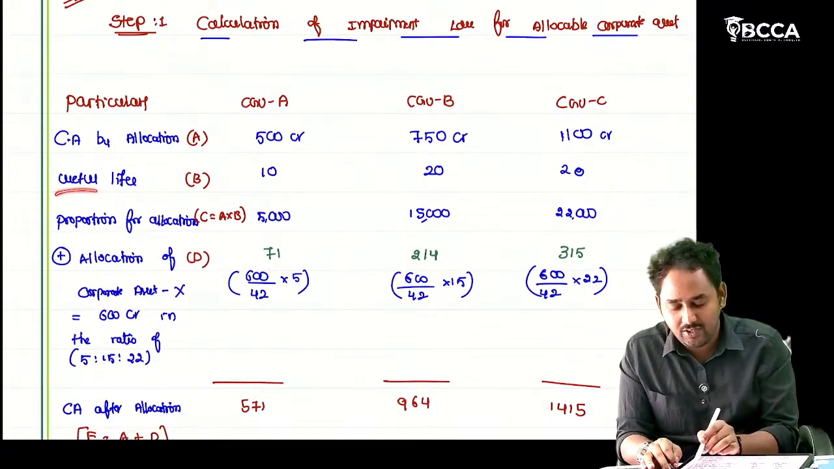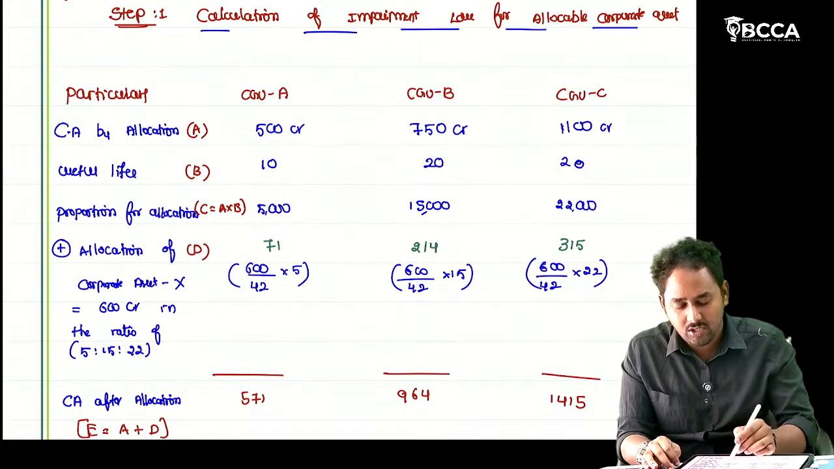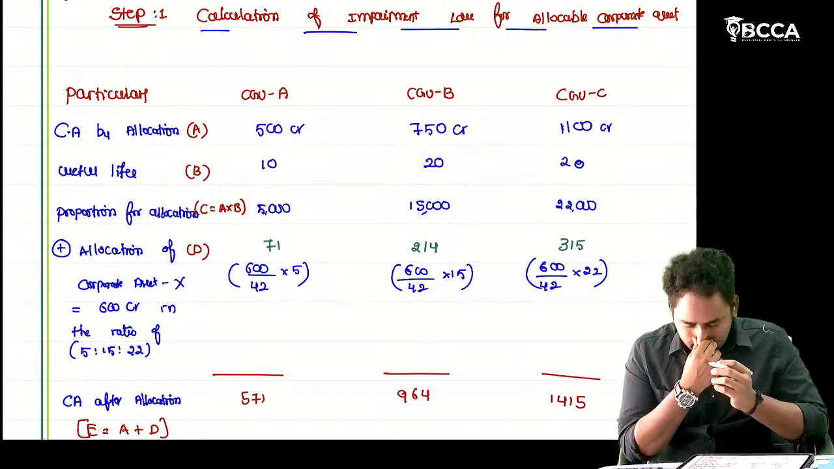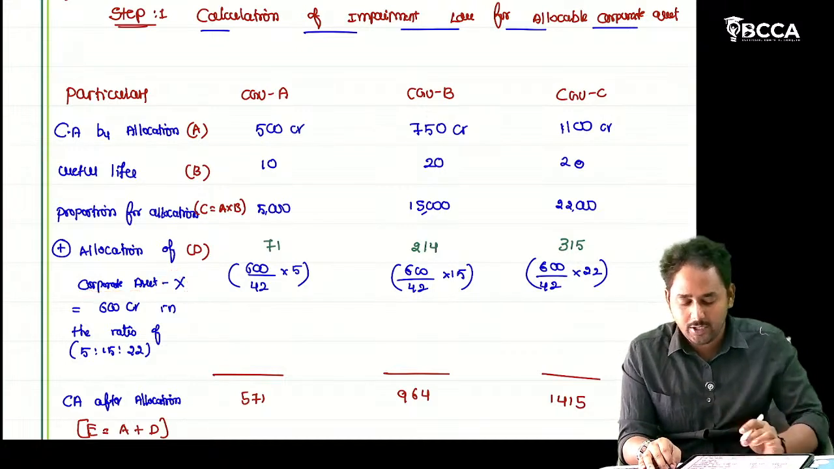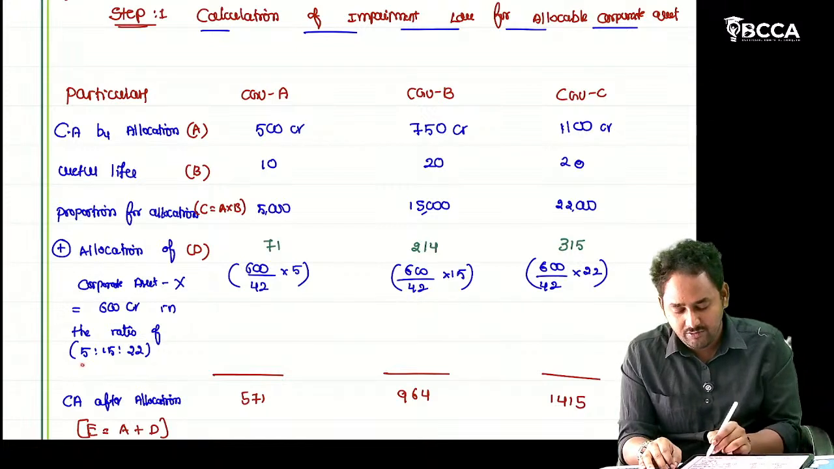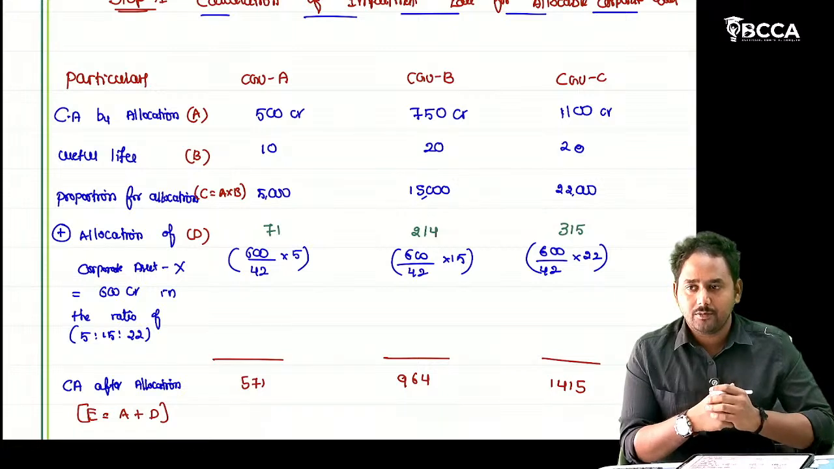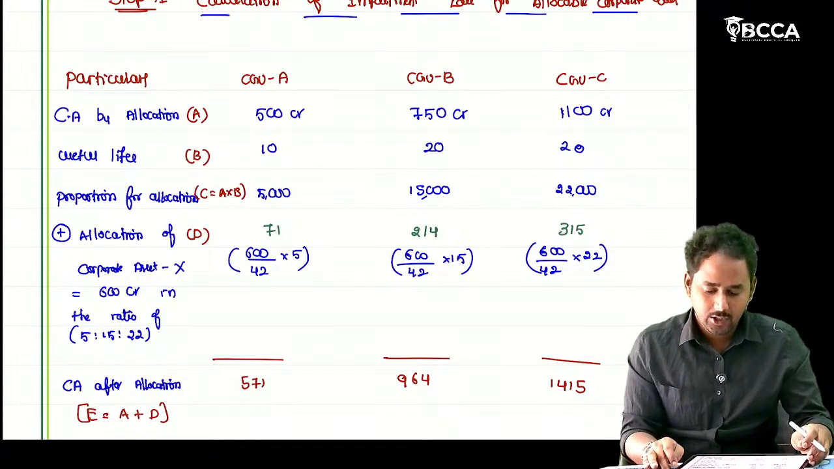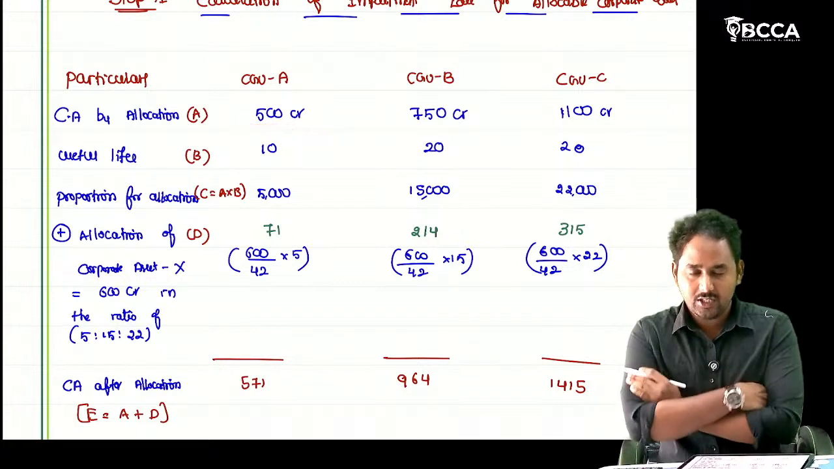And what is the useful life? 10, 20 and 20. So the proportion for allocation is 5,000, 15,000 and 22,000. So the corporate asset X should be allocated in the ratio of 5 is to 15 is to 22. If the useful lives of the CGUs are not given in the question, in that case the allocation ratio should be the carrying amount ratio. But here the useful lives are given.